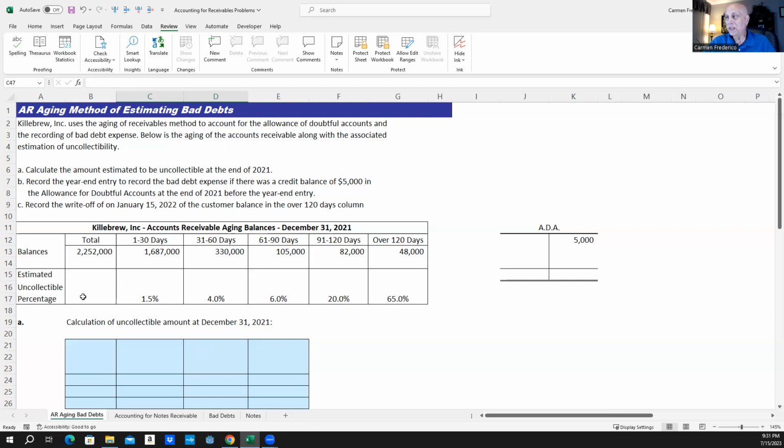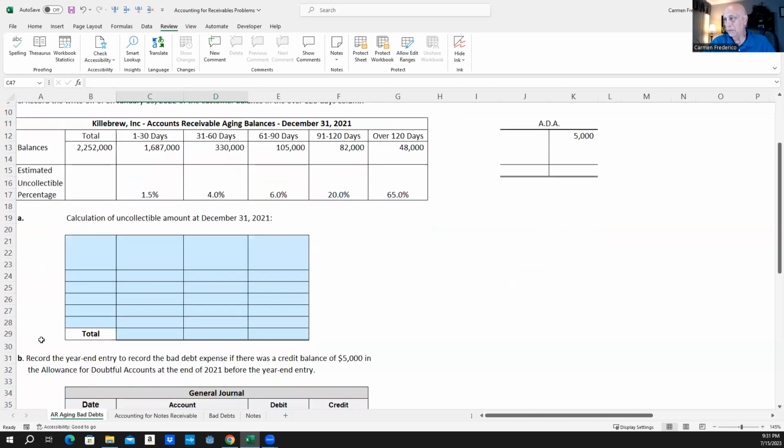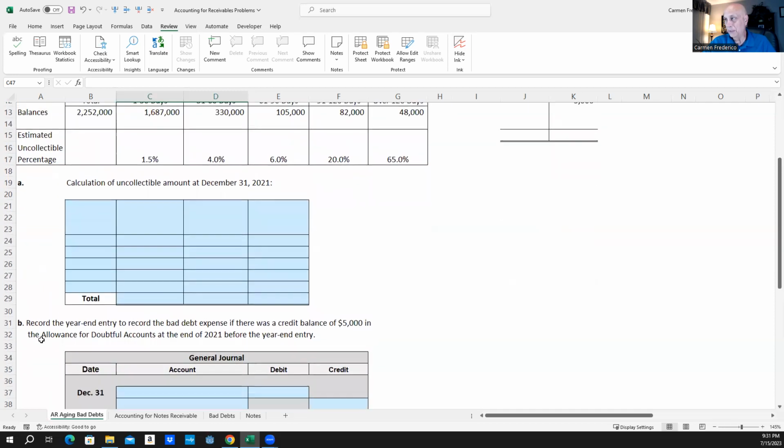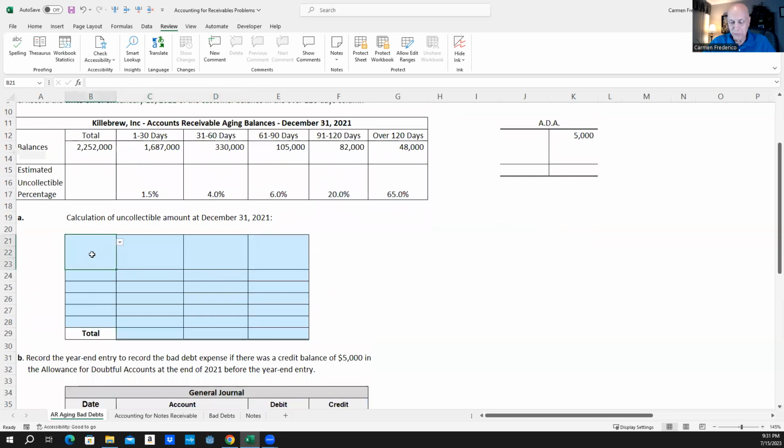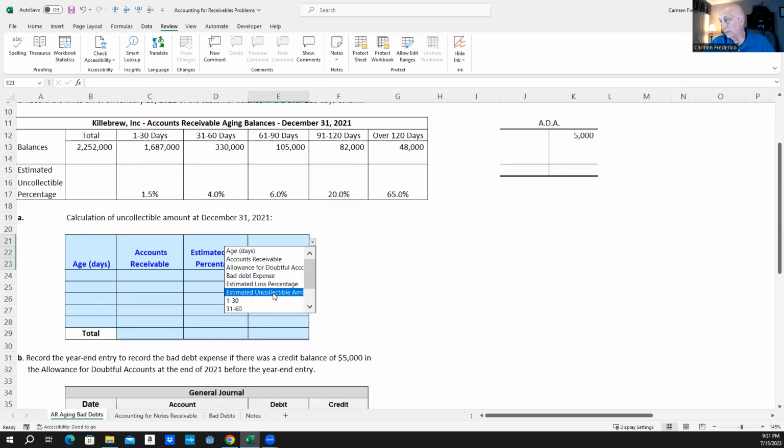Okay, so let's estimate the amount uncollectible at the end of 2021. We built this little table here. So the first column, we're going to have the age in days. Then the next column over, we'll have the accounts receivable balance. Then the next column over, we'll have the estimated uncollectible percentage. And then the next column will be the estimated uncollectible amount.